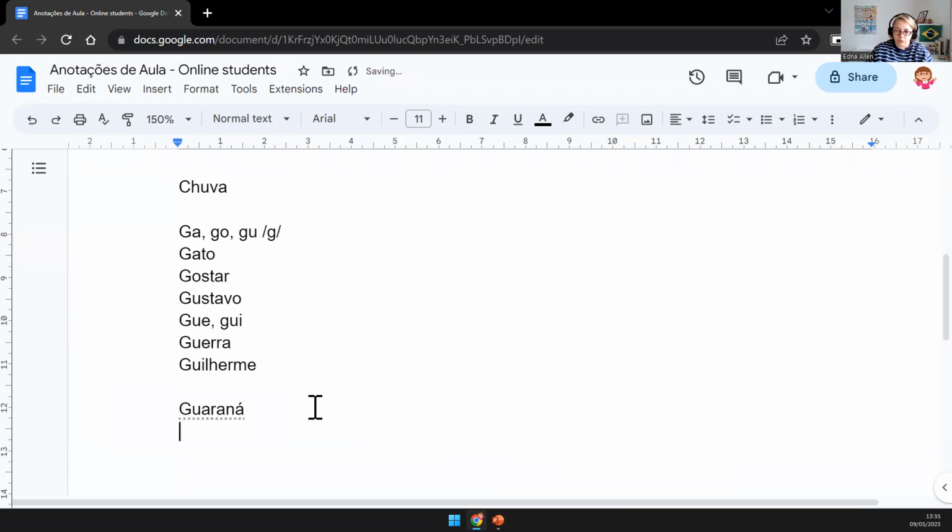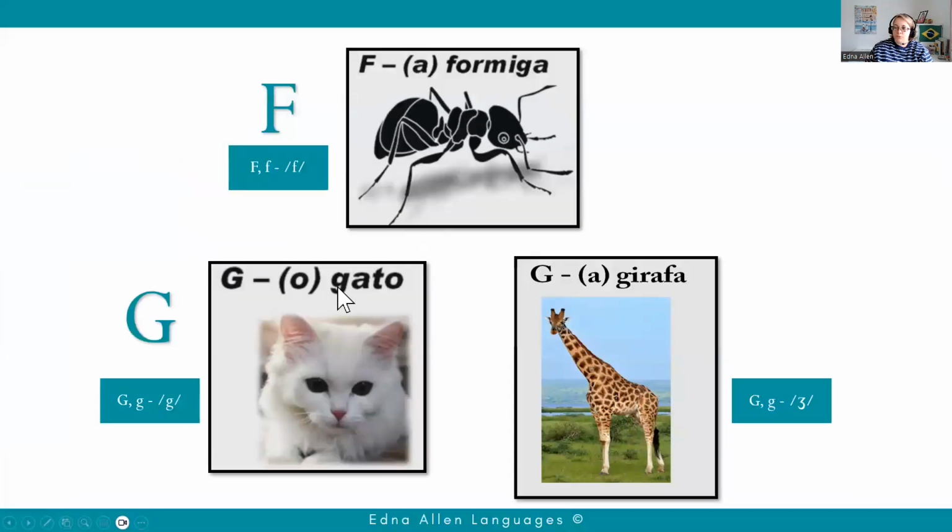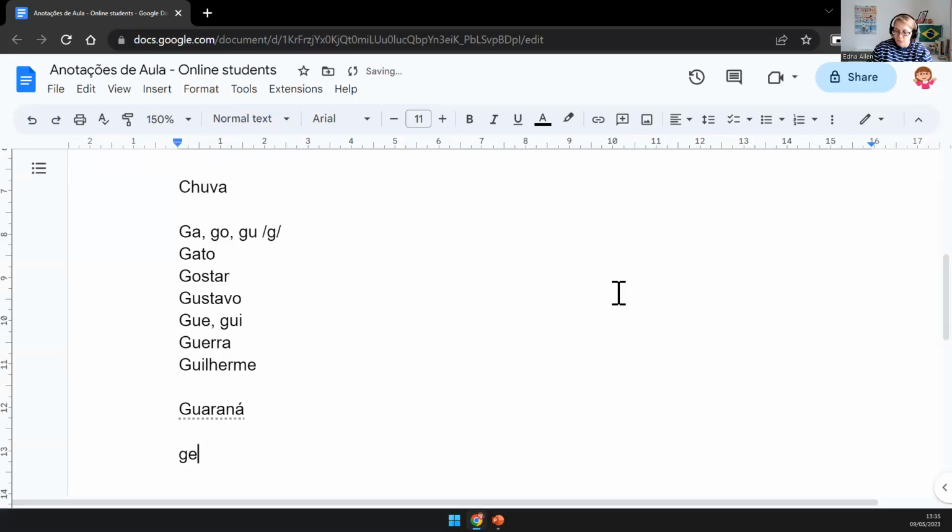Yeah. The word Guaraná. I was going to say another word, but I think we are good for examples so far. Certo? Right. So with ga, G-A, ga, gato. But when we have that combination with G-E or G-I, we do the J kind of sound.